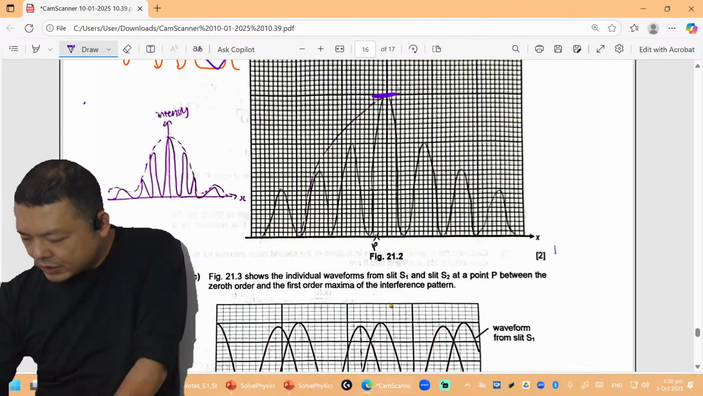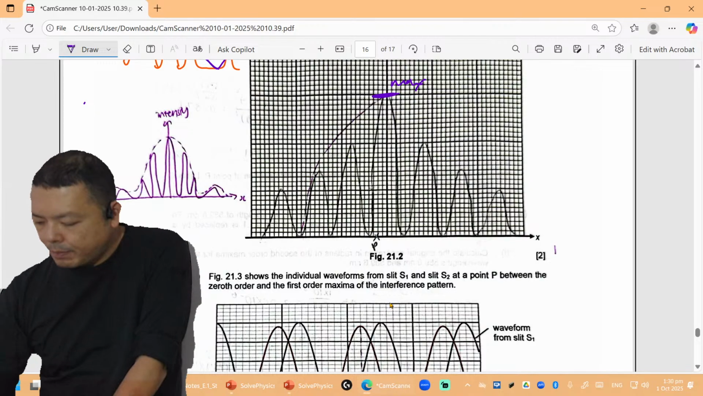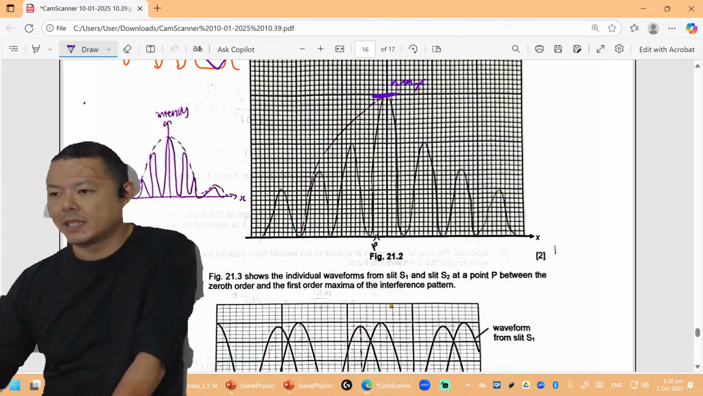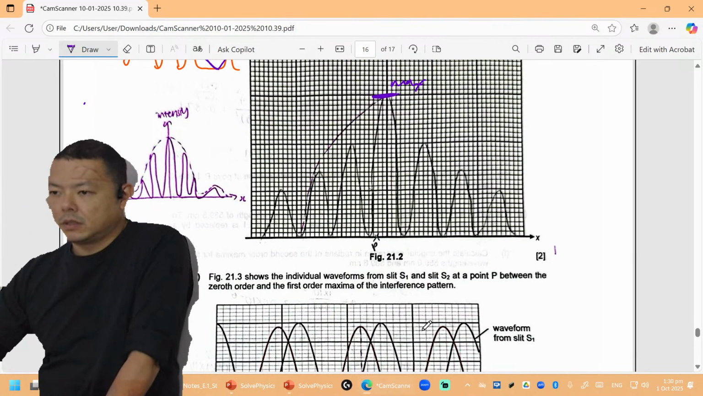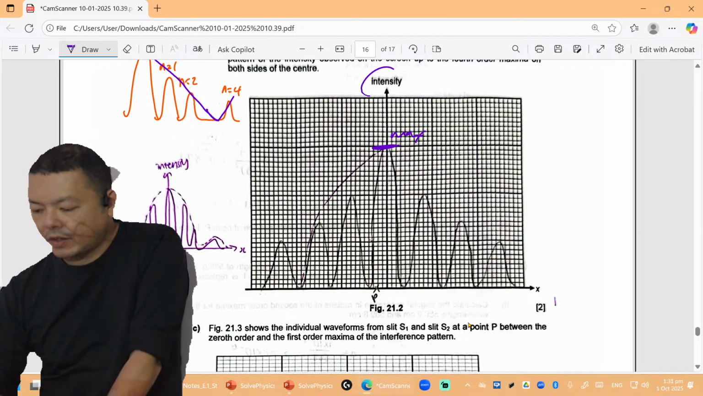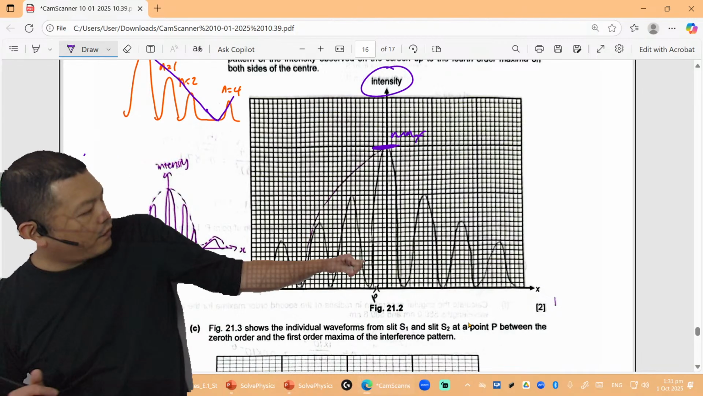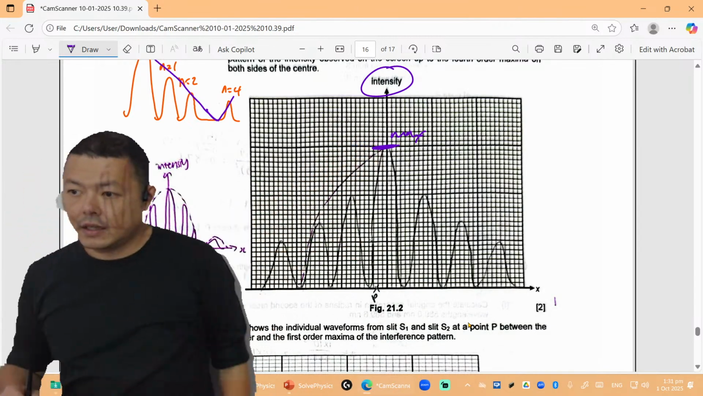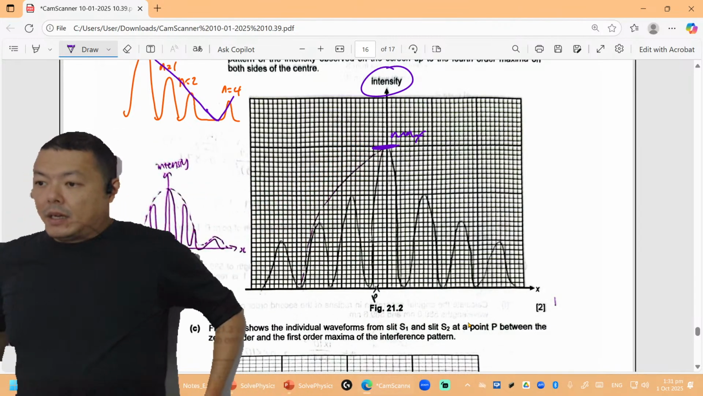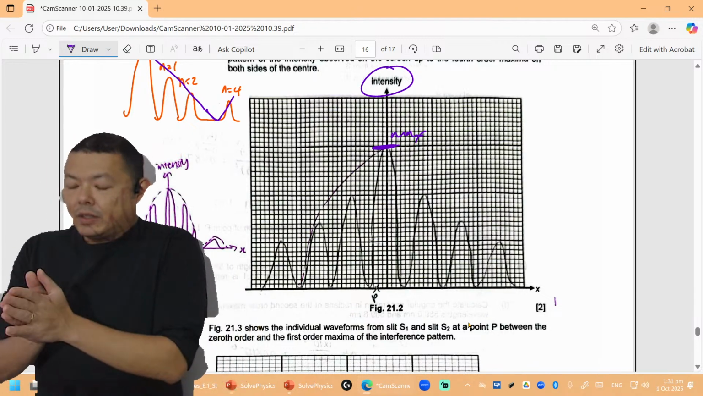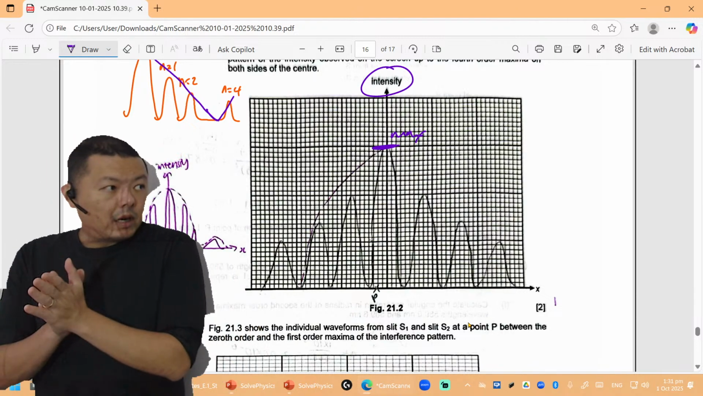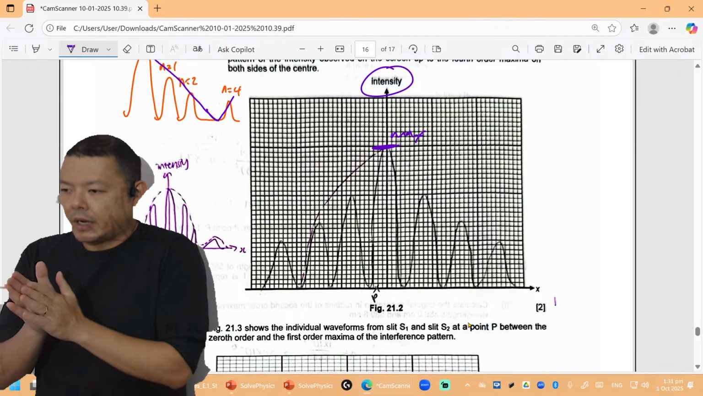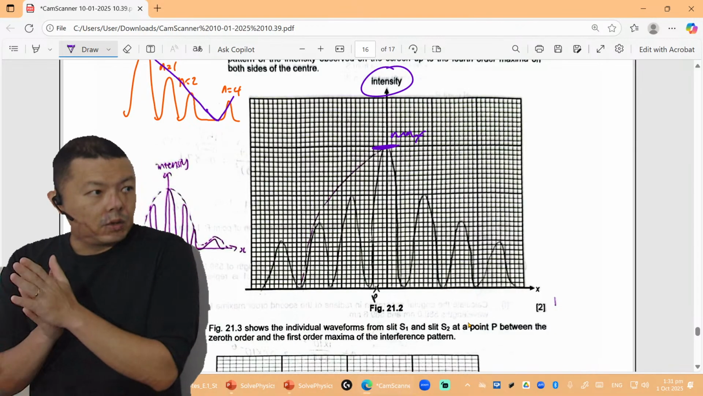Let's say this is the maxima. Point P will be 0.87 of that maxima, 0.87 of the intensity. So you find out where point P is, 0.87 of this height here. I don't have time to go through the rest of it, I will go through it later.